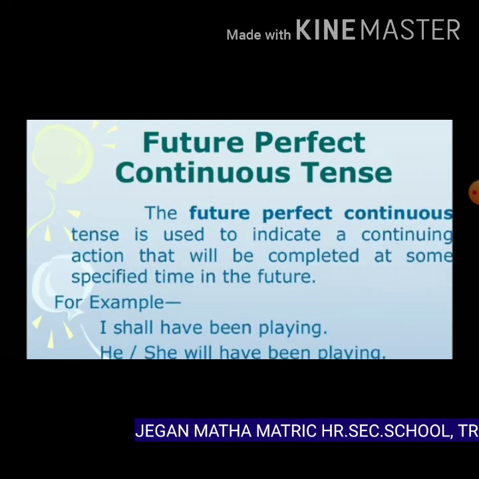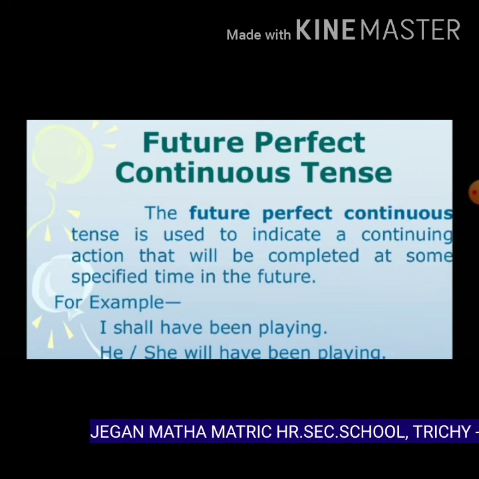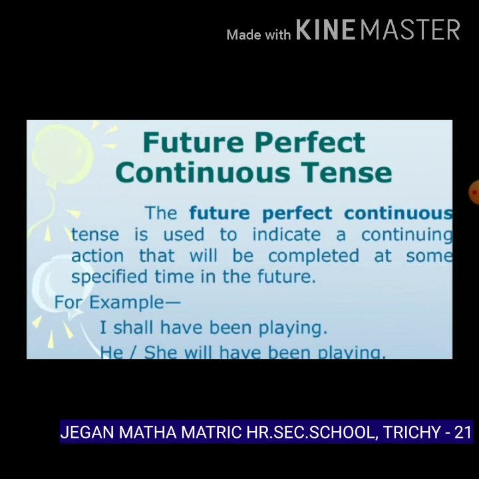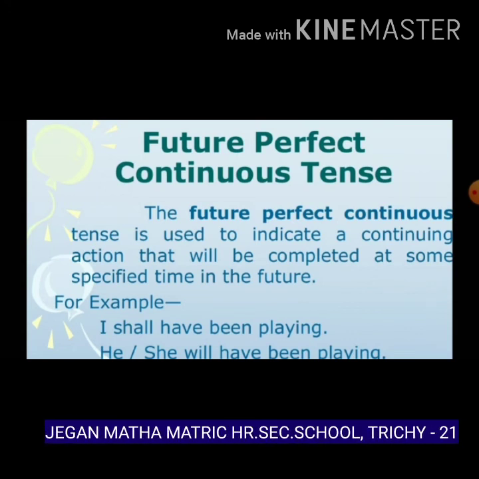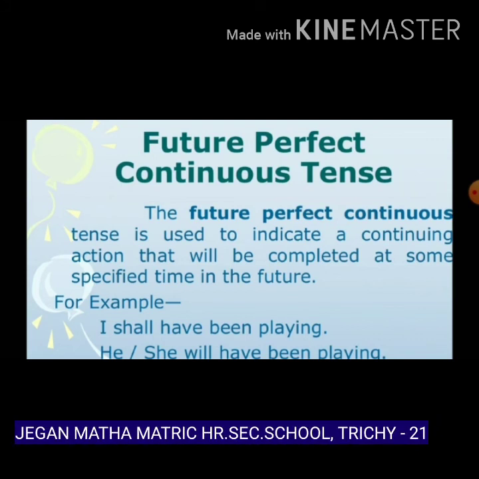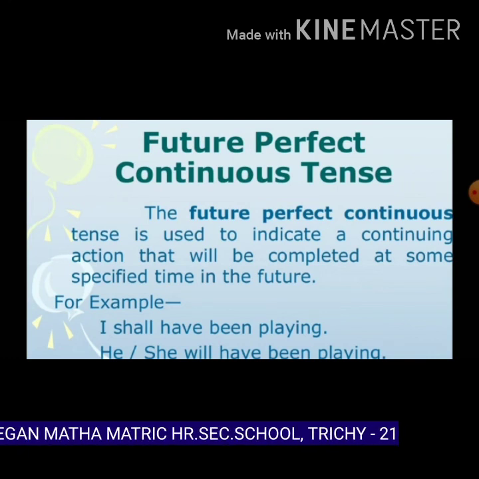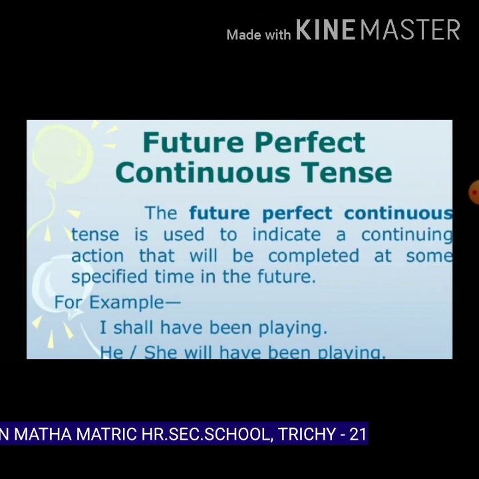Future perfect continuous tense. The future perfect continuous tense is used to indicate a continuing action that will be completed at some specific time in the future. For example, I shall have been playing. I shall have been writing a test. He will have been playing. He will have been doing his work. Okay, verb plus ing, but here will have been plus verb ing. Future perfect continuous tense.